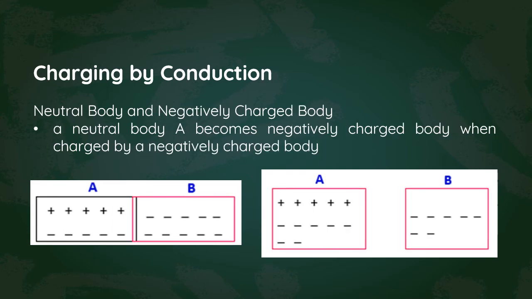Charging a neutral body with a negatively charged body. So the neutral body A becomes a negatively charged body when charged by a negatively charged body. Similar to what happened in our previous charging process, conduction, when a negatively charged object is put into contact with a neutral object, the electrons from B will go to A because electrons are attracted to the protons in object A. So A gains electrons and becomes negatively charged, and B still remains negatively charged. So now you have two objects that are negatively charged.